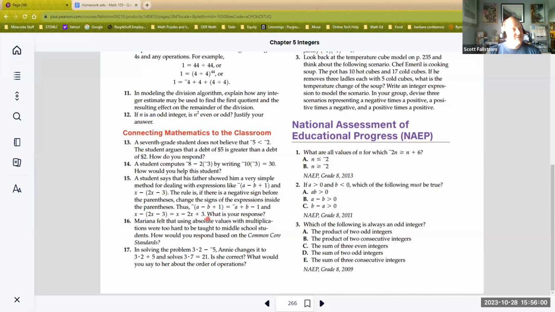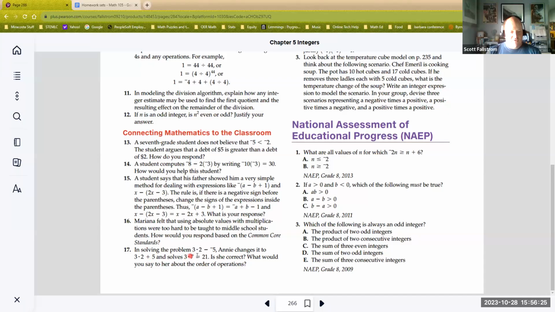And again, this textbook is geared for kindergarten through 8th grade. Many of you may only be teaching up through the 5th or maybe even the 6th grade. But seeing the mathematics that comes, so you understand what you're building up to, is pretty important. So again, how would you respond if they felt they were too hard to deal with absolute values with multiplications?